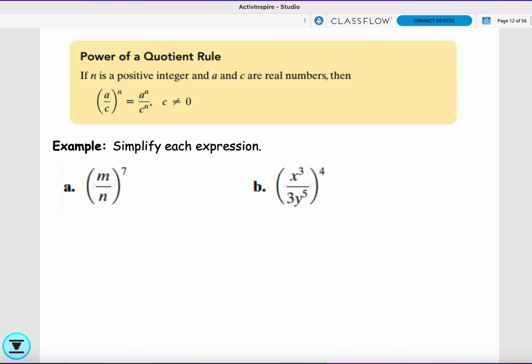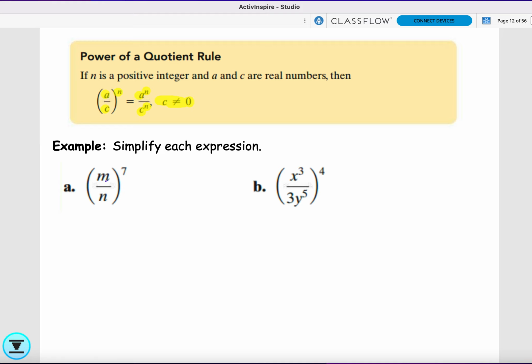We have the power of a quotient rule. If n is a positive integer and a and c are real numbers, then a over c to the n power is a to the n over c to the n. Which is what I was saying earlier: when you have a fraction to an exponent, you just give the top the same exponent and the bottom the same exponent. But keep in mind, the bottom of the fraction cannot be 0, because we cannot divide by 0.